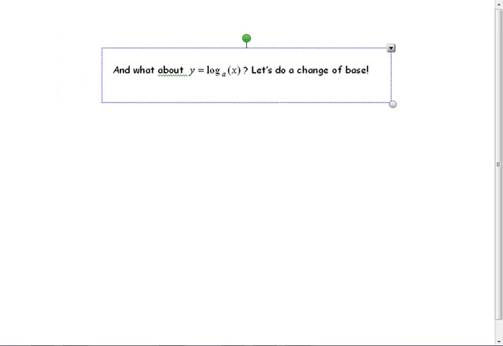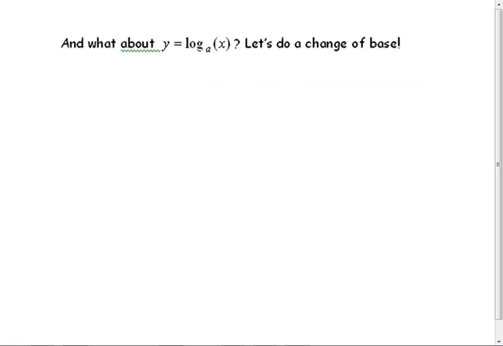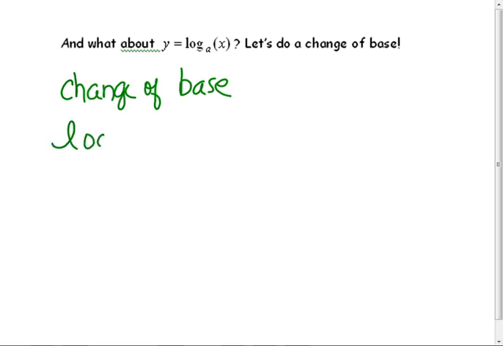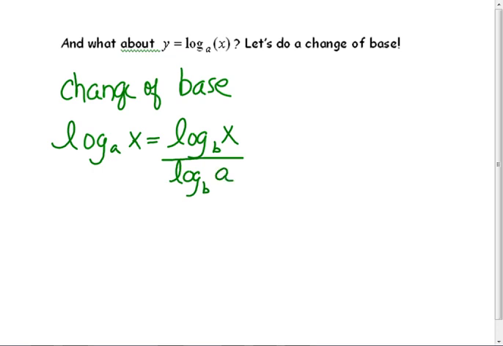Well, I only know base e, right? So why don't I do a change of base? Do you remember the change of base? It is on the bottom of the third page. Do you remember that if I have log base a of x, and I want to change it to base b, it's log base b of the argument divided by log base b of the base of the original one? Do you remember change of base?